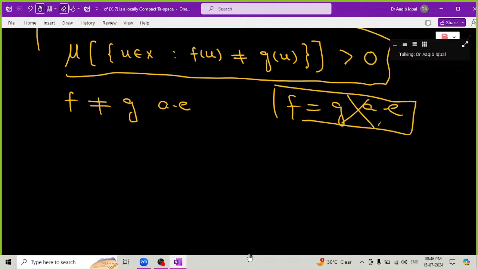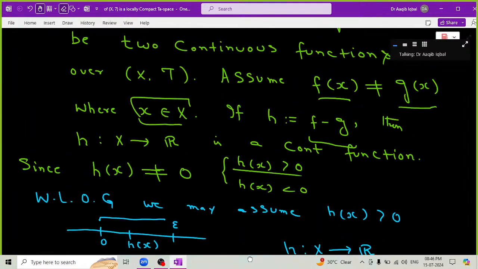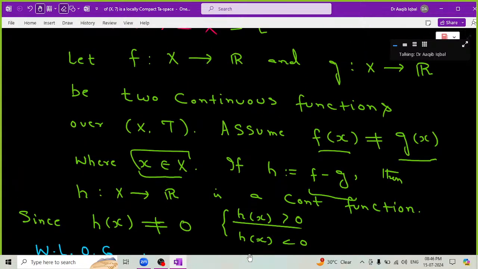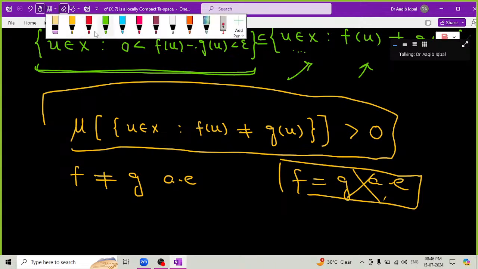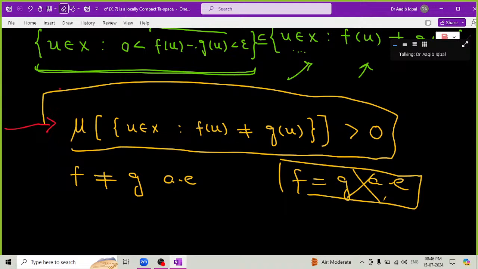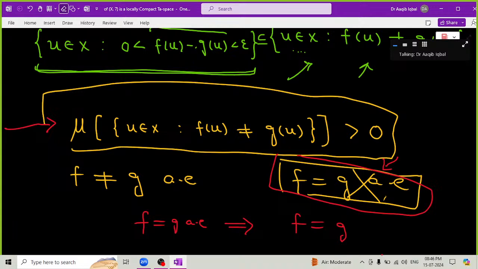There cannot be exceptional points here, because what I am showing you is basically the occurrence of a single exceptional point. Even if there is a single point where f and g are not equal, then you can show that the measure of this set is positive, and that means f equal to g AE cannot happen. This thing cannot happen then. So if you want this thing to be true, then f must be equal to g. So basically this is what I am showing you. If f is equal to g AE, it actually implies f is equal to g. And the converse is obviously true. So here is an interesting thing.